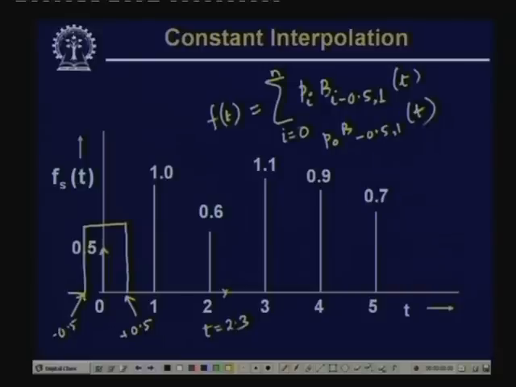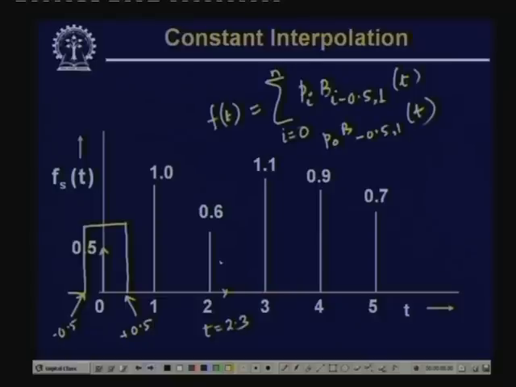So, this P 0 does not have any contribution to point t equal to 2.3, because at this point the contribution of this particular product P 0 B minus 0.51 t will be equal to 0. Similarly, the effect of point P 1 at t equal to 2.3 will also be equal to 0, because the product P 1 B 0.51 t is equal to 0 at t equal to 2.3.